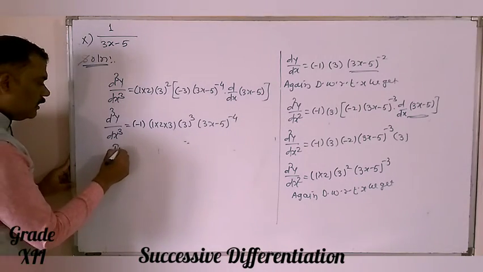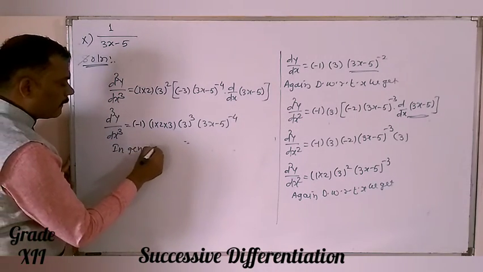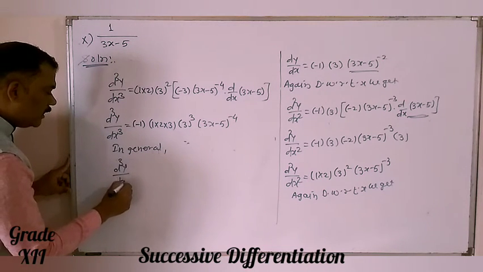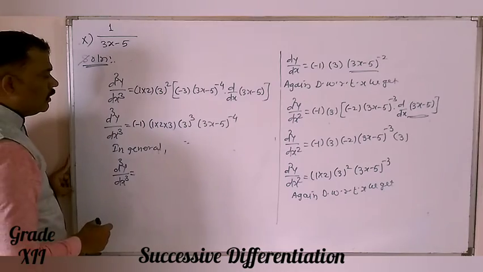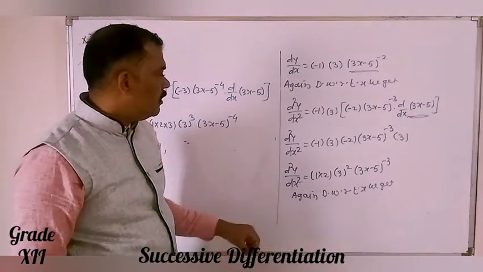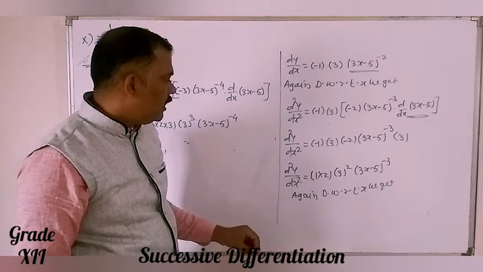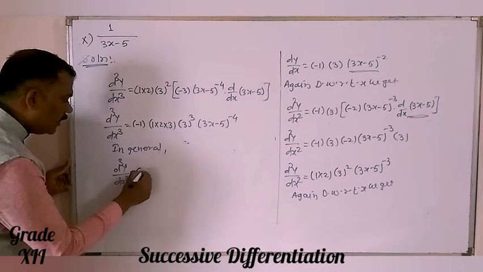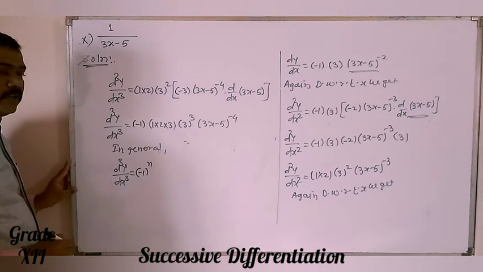In general, we can write d^n y by dx^n is equal to, okay, for first order derivative sign is a negative, for second order derivative sign is a positive. It means that for nth order derivative we can write (-1) raised to n.